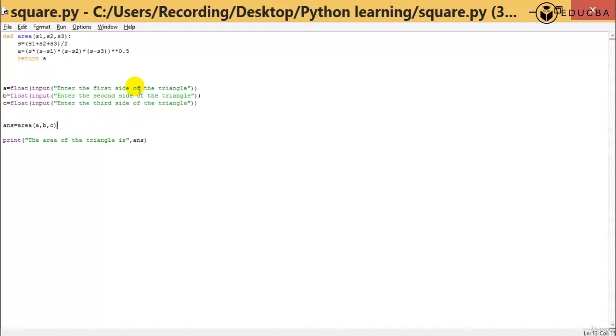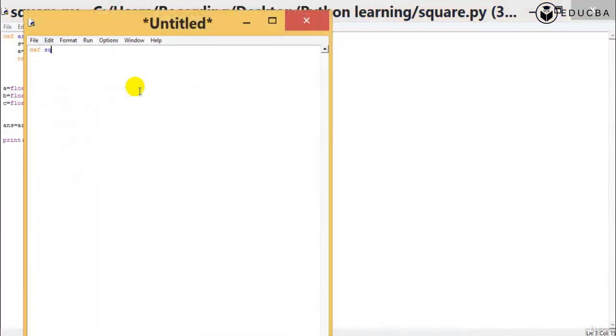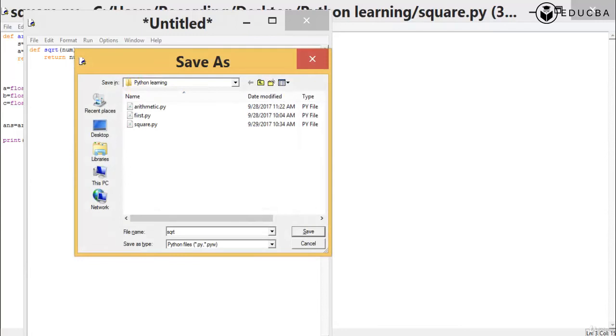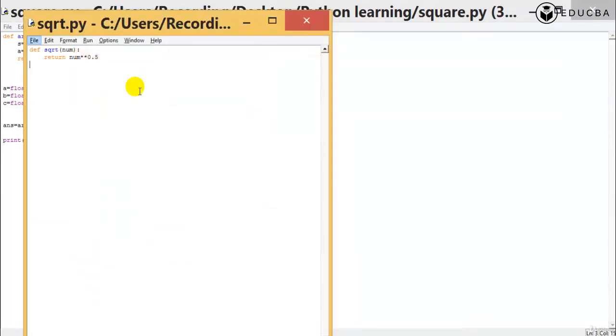Okay, now I have a question for you. What if a number is given to you and I just need to find the square root of it? Is it possible to just find a square root if I just define a function? Yes, I can find out a square root for a particular value. Say I define a new file and I say def sqrt. I just need to pass a number. Any number you pass to the sqrt function, this function is going to return the number raised to 0.5. It should return to me the square root. Can I save it as sqrt.py, and then I run this.